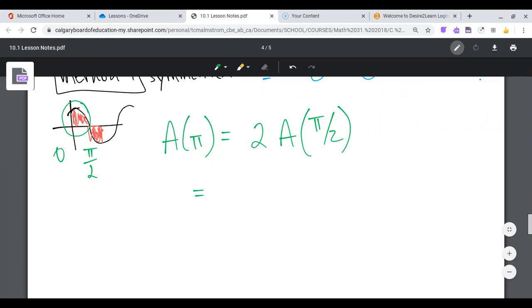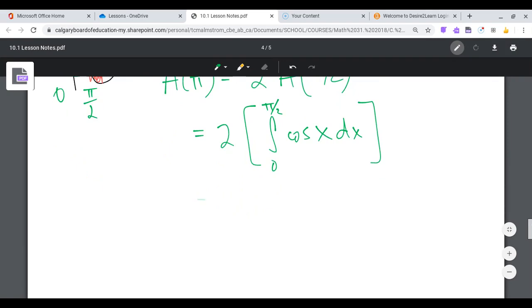So this would be 2 times the integral from 0 to pi on 2 of my function cos in terms of x. I didn't really need square brackets on that. I could have just left my 2 in the front. So that's equal to 2 times the antiderivative of cos, which is sine, and we're going to evaluate from 0 to pi on 2.